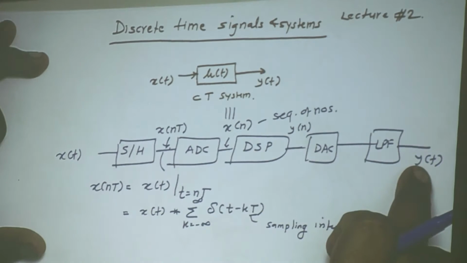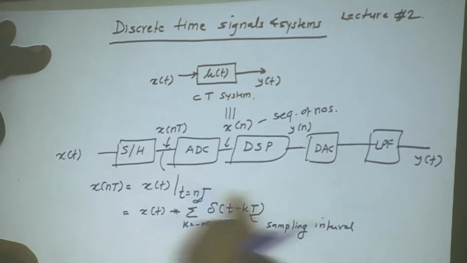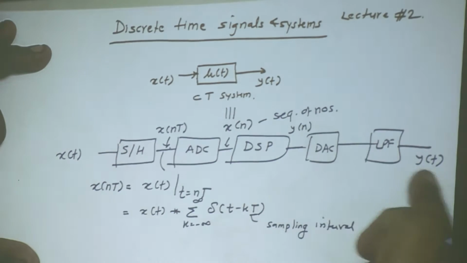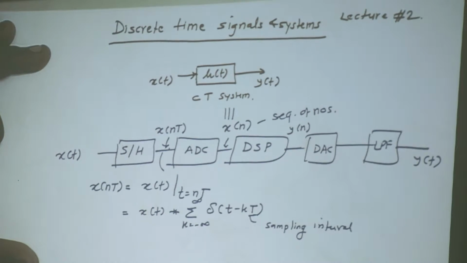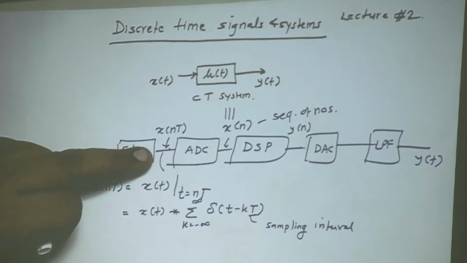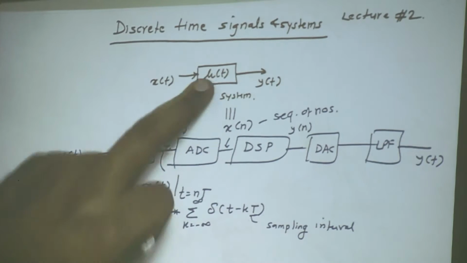This y(t) and this y(t) may be the same. If you implement all this equivalent to this h(t), then what you get, this y(t) and this y(t) would be the same. So that means this block diagram uses concepts of digital signal processing for processing of analog signals.